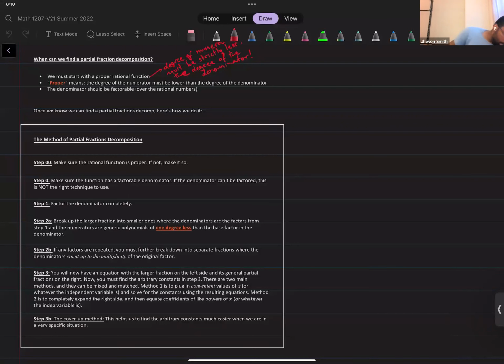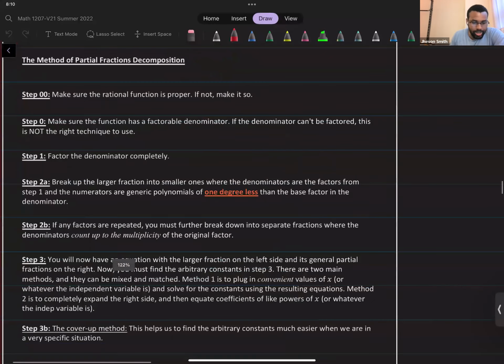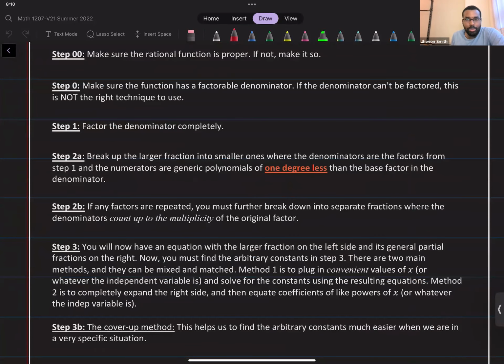All right, so let's continue. So this is the method. I renumbered it because it's kind of weird. The step zeros are the ones that you have to check before you even do anything, because if these aren't fulfilled, then the method isn't going to work. So think of step one as being the first thing. Once you check that it can work, you continue with these steps. So factor the denominator completely and all that stuff.